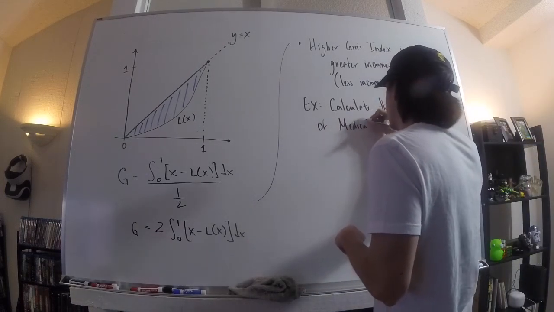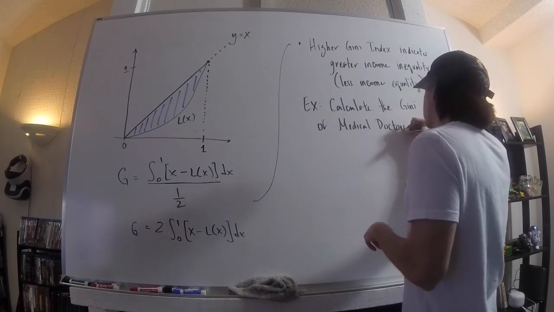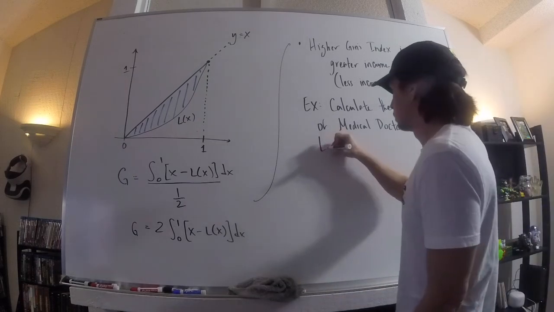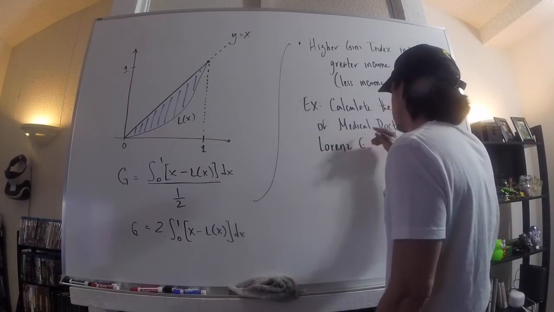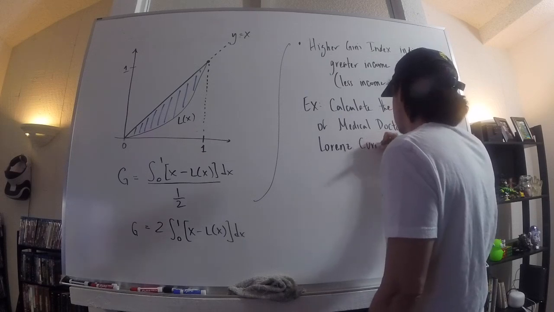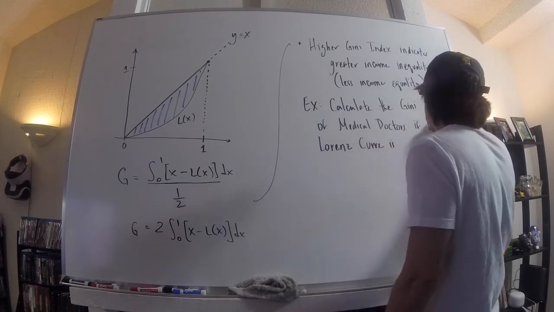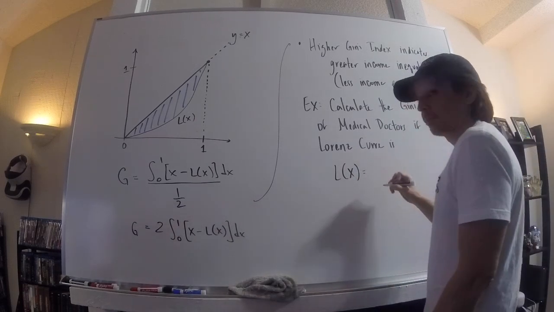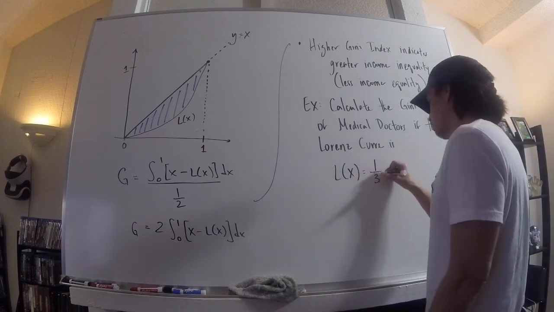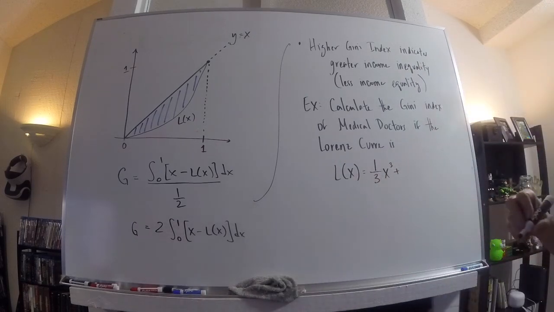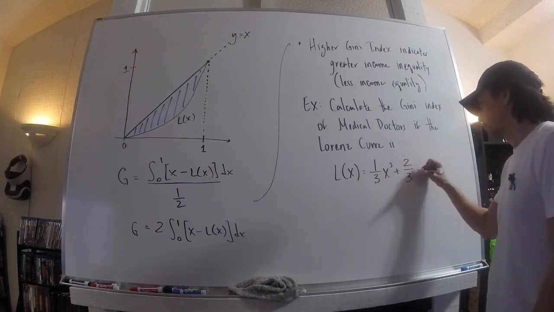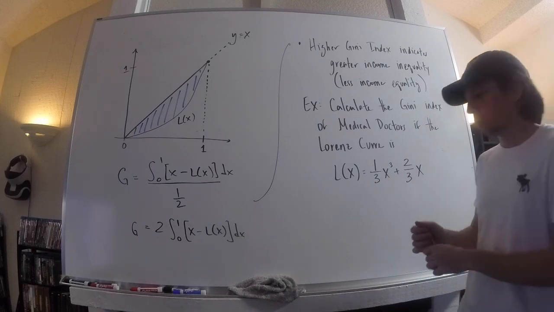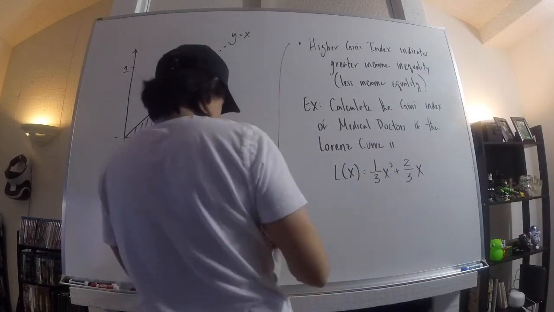Medical doctors. If the Lorenz curve L of x is equal to 1/3 x cubed plus 2/3 x. Okay, and we're just going to follow this formula, but it is sort of good to know what it is. But from here on out, let's just do the formula.